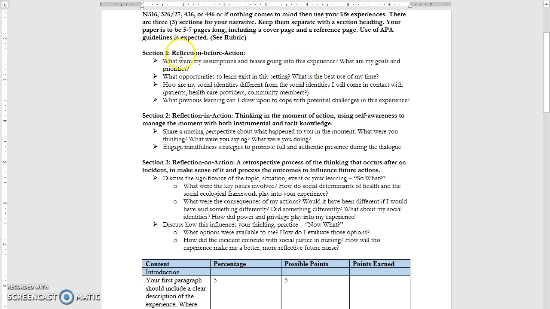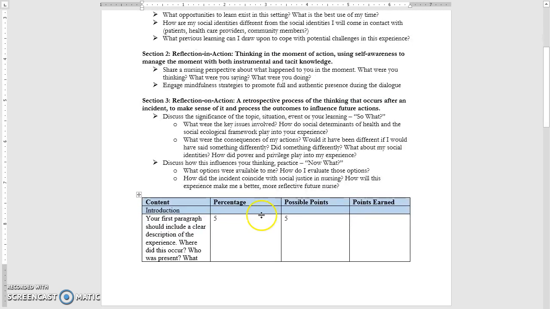Okay, so here's section 1. This is reflection before action. So what would you do before an intersectionality event happens? This is the reflection in action, thinking in the moment of action, using self-awareness. Reflection on action. Okay, the event has already happened, you're reflecting back. If you work through each of these questions and you just answer them, it's going to work out just fine.